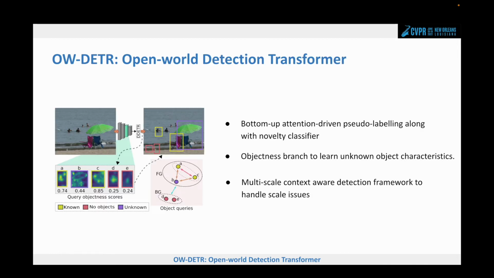Briefly, OW-DETR is a fully end-to-end framework based on a deformable DETR pipeline. It is a multi-scale context-aware detection framework which aids in handling the scale issues. We propose a bottom-up attention-driven pseudo-labeling scheme along with a novelty classifier and objectness branch for learning unknown object characteristics. While the novelty classifier enables distinguishing knowns from unknowns in a class-specific manner, the objectness branch aids in capturing characteristics of objects in a class-agnostic manner and enables knowledge transfer from known to unknown classes.